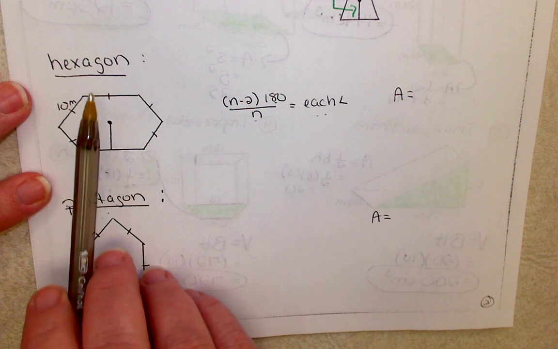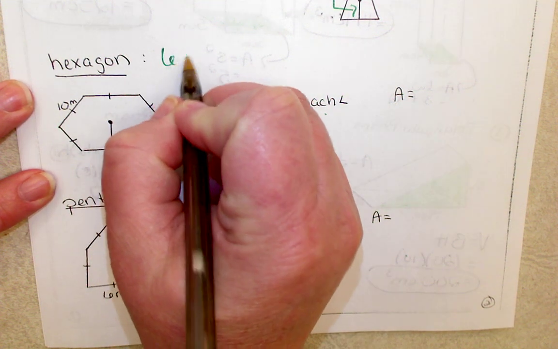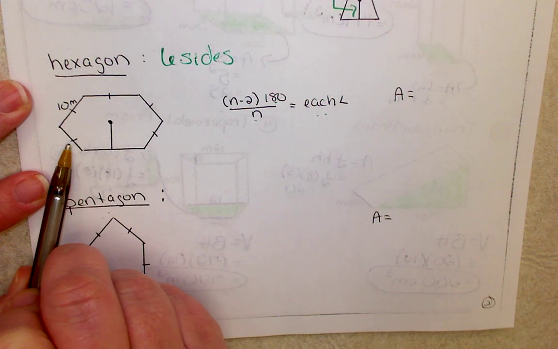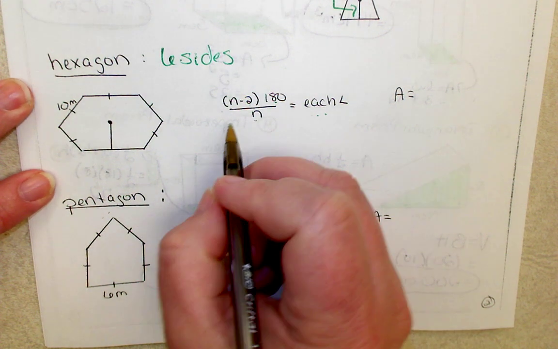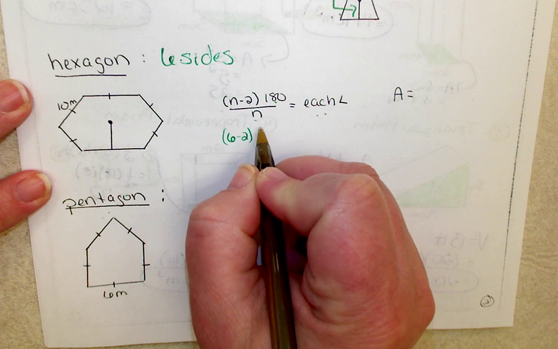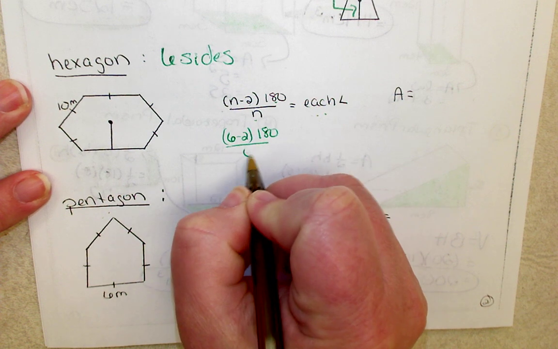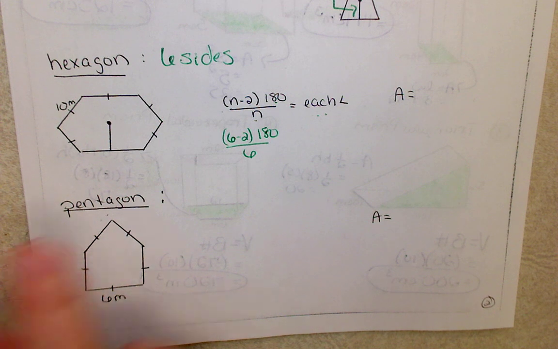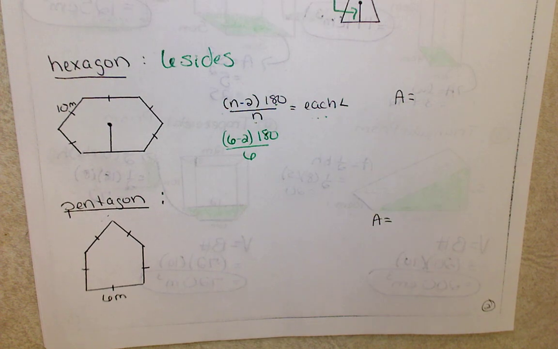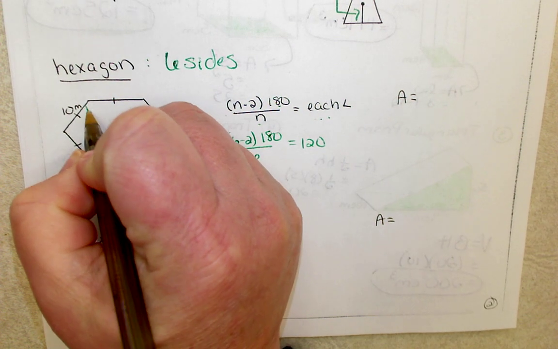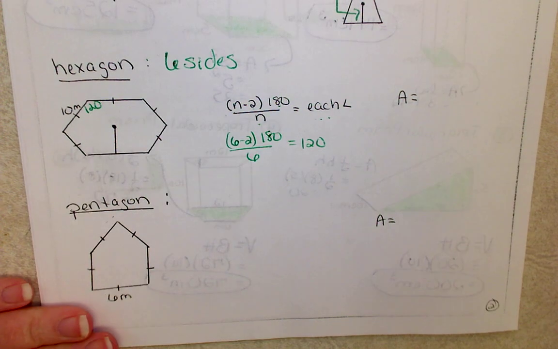So like here, for a hexagon, the hexagon window has 6 sides, obviously 1, 2, 3, 4, 5, 6. All right, so to find what each angle here would be, we would say 6 minus 2 times 180 divided by 6. So let's see, basically 6 minus 2 is 4 times 180, and then we're going to divide it by 6, and we get 120. So each angle in here is 120.